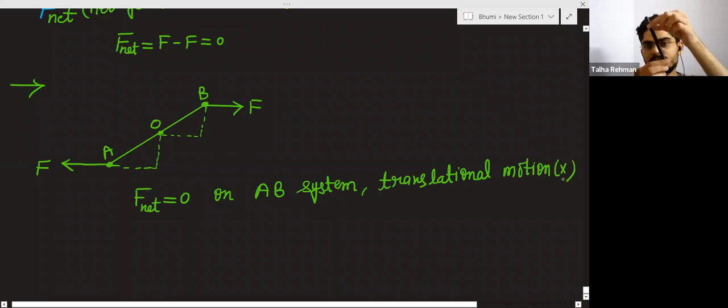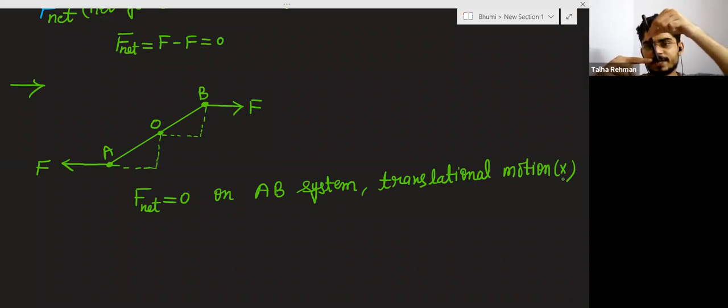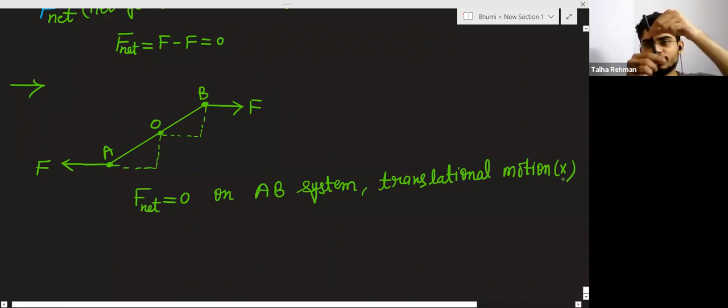Suppose this is a pen and someone is applying a force F in this direction and someone is applying a force F in the opposite direction. So this pen will not move like this. This will rotate like this. So translational motion will not happen, but the rotational motion will happen.